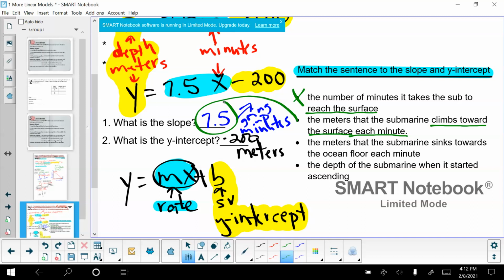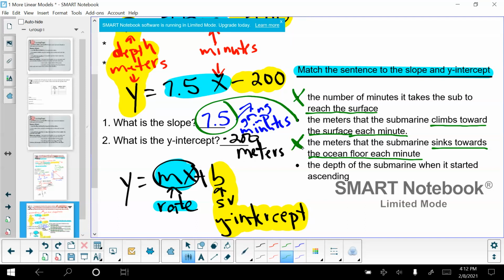Now the third one says the meters that the submarine sinks toward the ocean floor each minute. Well, it does have the each minute, but we know our sub isn't sinking, it's going up. So it's not this one. This one's not one of them. So I'm still trying to figure out the y-intercept.